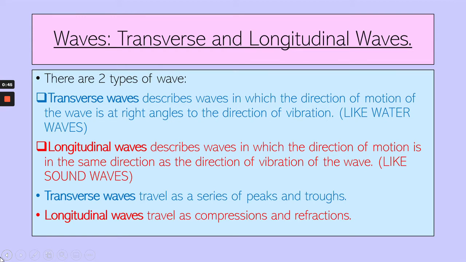There are two types of waves, transverse and longitudinal waves. Transverse waves describes waves in which the direction of motion of the wave is at a right angle to the direction of vibration, for example, like water waves. Longitudinal waves describe waves in which the direction of motion is in the same direction as the direction of the vibration of the wave, like sound waves. Transverse waves travel as a series of peaks and troughs. Longitudinal waves travel as compressions and refractions.